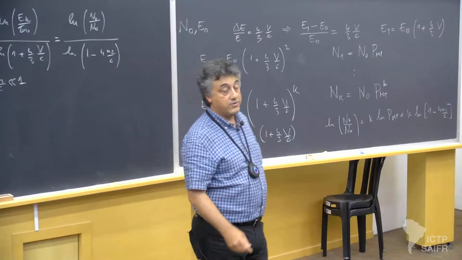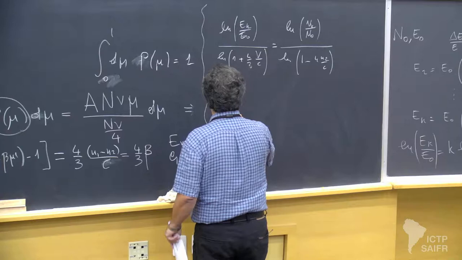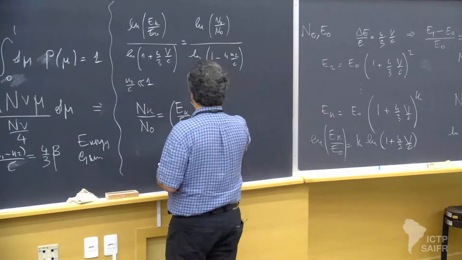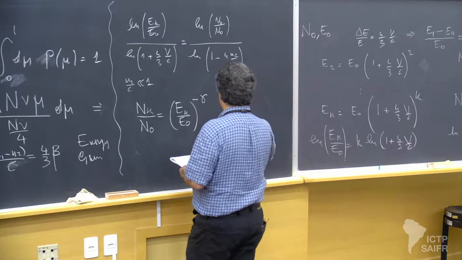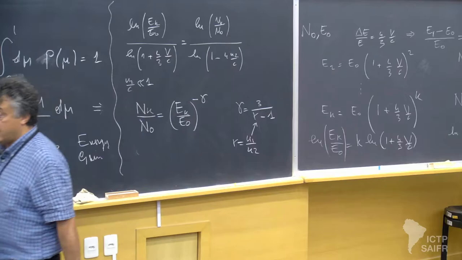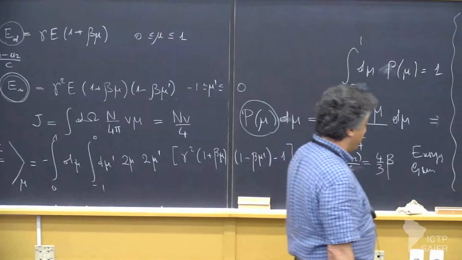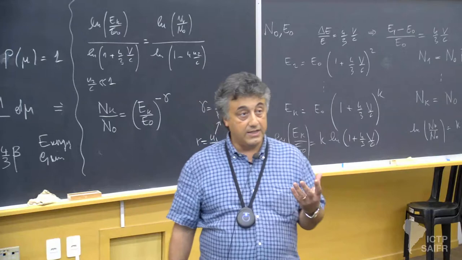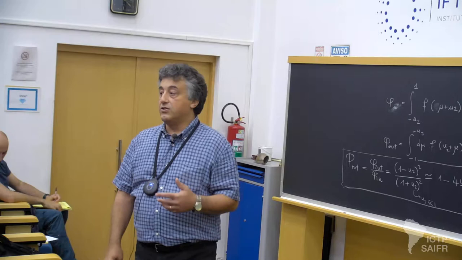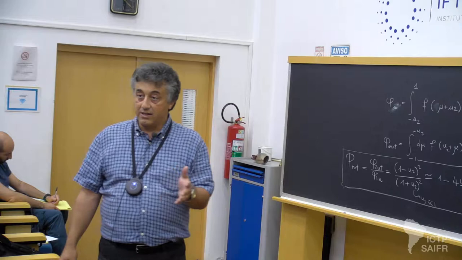And there you get the well-known expression that Nk over N0 is equal to Ek over E0 to some power minus gamma, where gamma here is 3 divided by r minus 1, and this r is the compression factor, u1 over u2. So, now what is this N of k, the physical interpretation of it? This is a number of particles. When we do our calculations or compare with data on cosmic rays, what you have is the differential spectrum of cosmic rays. So you want to know how many particles between E and E plus dE there are. This is not it, because this is already the number of particles at a given energy.